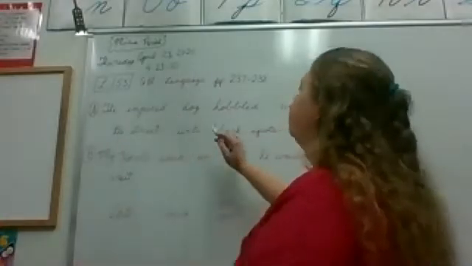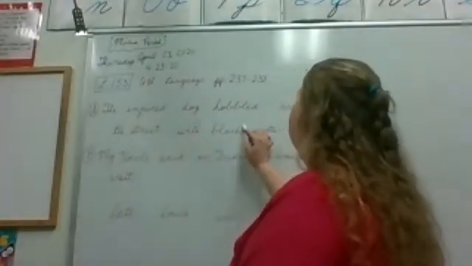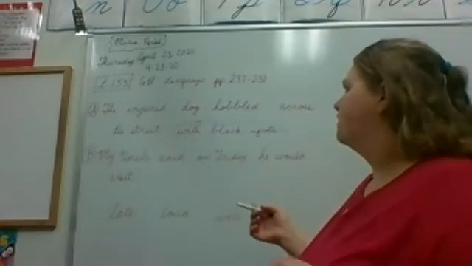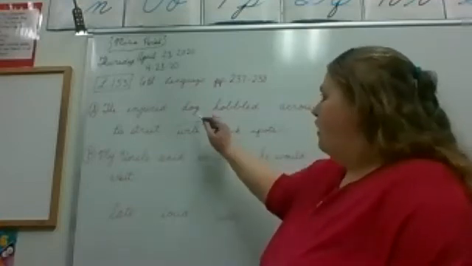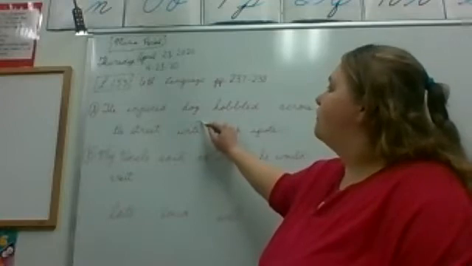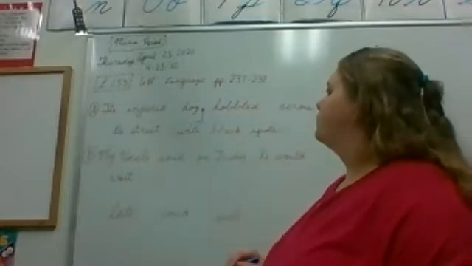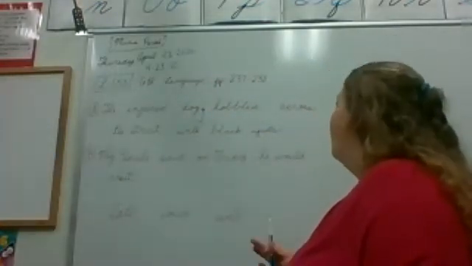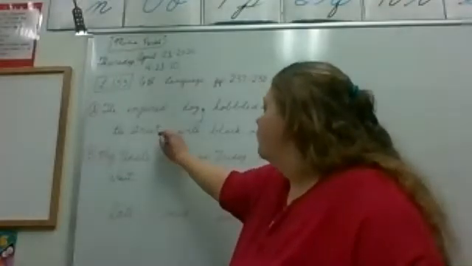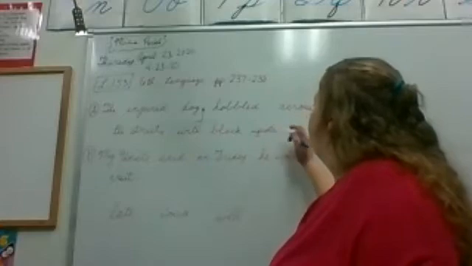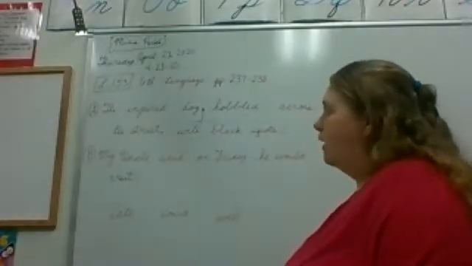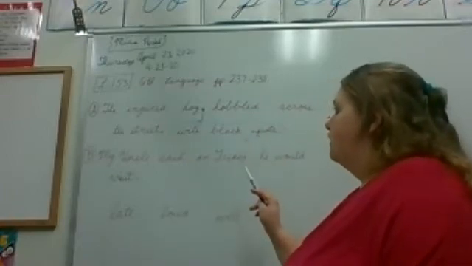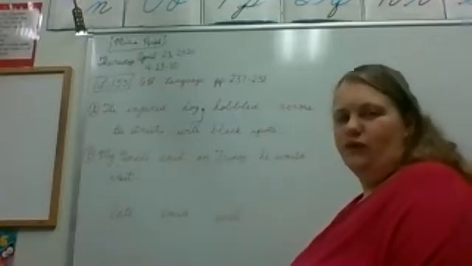In this case, what has the black spots? The injured dog hobbled across the street with black spots. The dog, right? So you would want to move this phrase. We could say the injured dog with black spots hobbled across the street. And then we would end our sentence with the period there instead of there, okay? That's the best way to fix this one, because that's really the only place to move it.